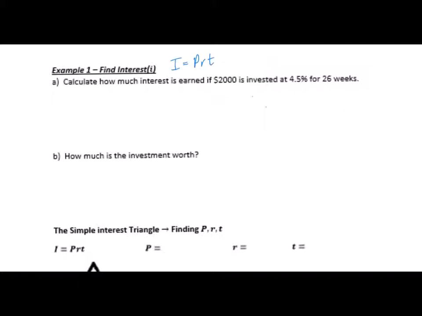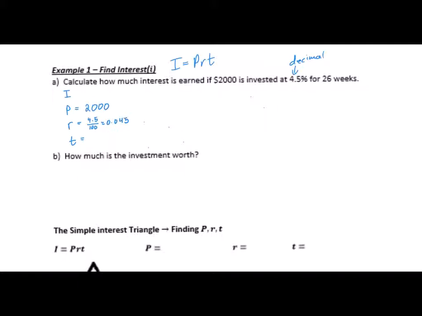Now, this problem says to calculate how much interest is earned if $2,000, which is our principal, P, is invested at 4.5%. So let's change that into a decimal. It means the rate, R, is 4.5 divided by 100, which comes out to 0.045.